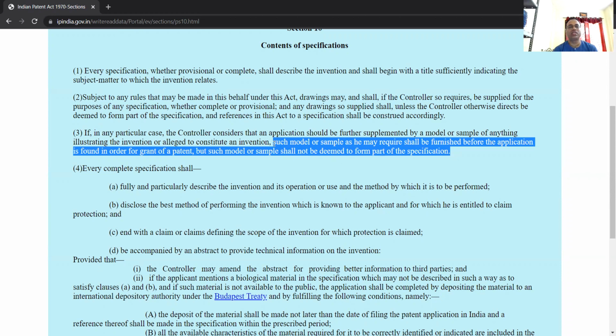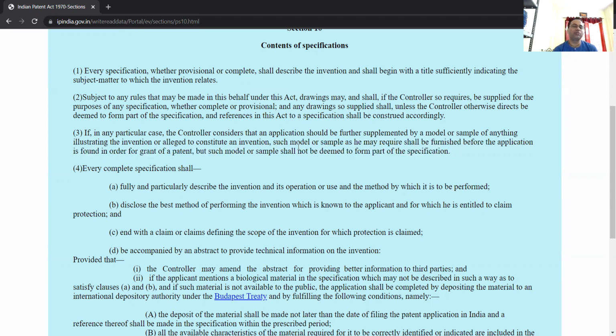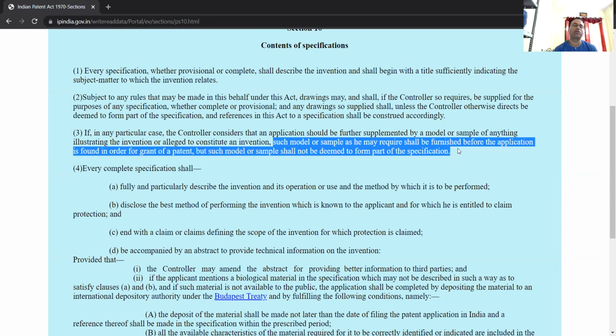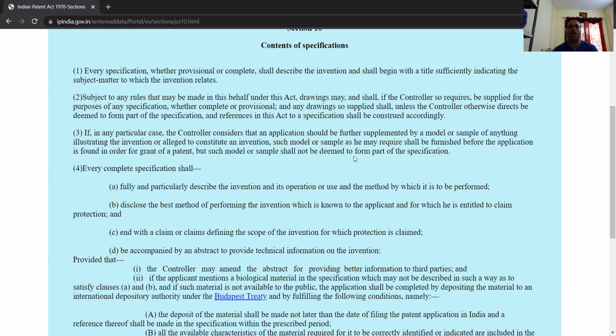So why are they giving time till the patent is found in order for grant? This is because many times sample collection may not be that easy. For example, you have filed a patent for something which requires an operation in industry. So before filing, you did it, but after filing, you can start production, and at that time the controller may ask that you give a sample. So you have sufficient time before the patent is found in order for grant, so that you can submit the sample. But those samples and models that you submit shall not be deemed to form part of a specification. Here the controller does not say that it is part, and automatically, according to the Act, it is not part of a specification. But drawings are part of a specification, unless the controller says no.